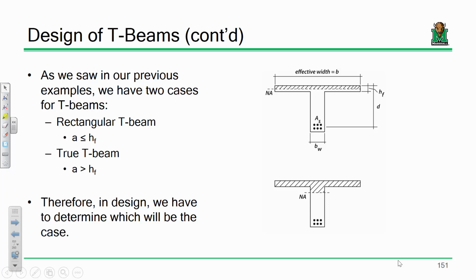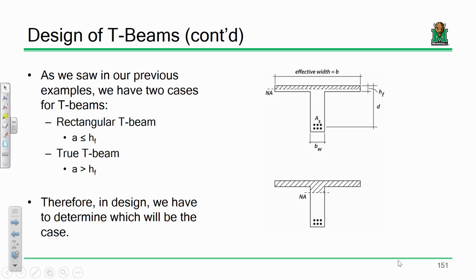So I want to show you mathematically a way that we can express what a rectangular T-beam or a true T-beam is, and that's by looking at these bullets here. So if I have this T-beam over here, remember h_f, that is the flange thickness. Now what's a? a is the depth of the stress block. It's from the top of the beam to the bottom of where that stress block is. So there's really two different cases that we can define mathematically. If we have a rectangular T-beam, that means that a is less than or equal to our flange thickness. If it's greater than our flange thickness, that means we're dealing with a true T-beam.